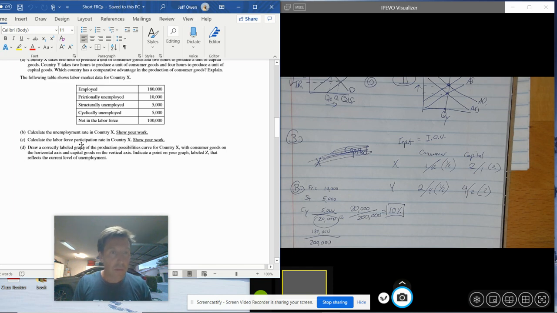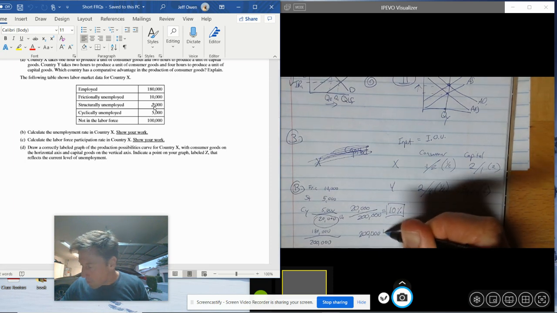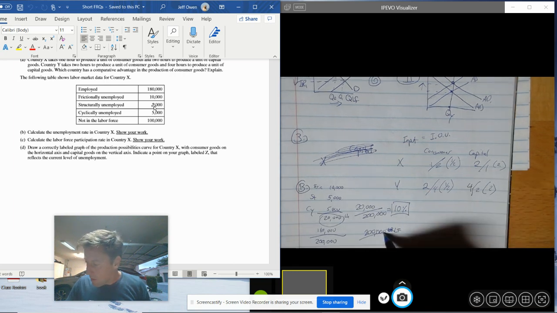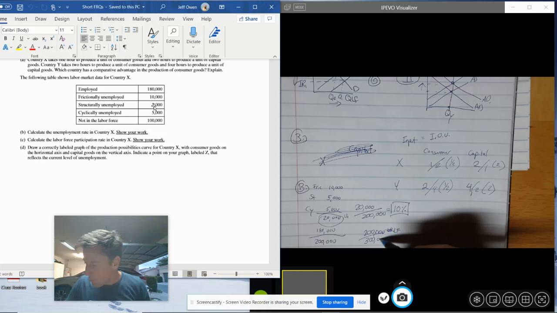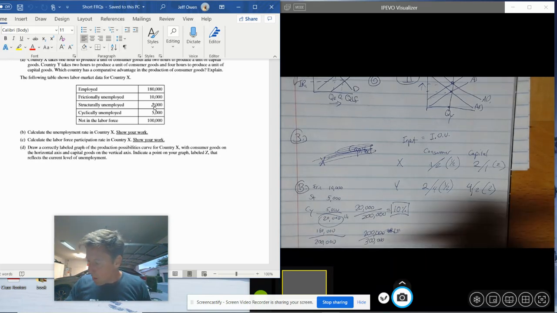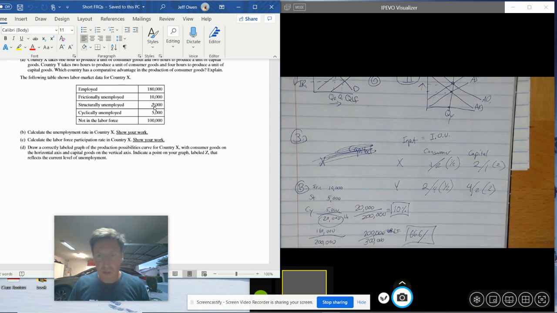Calculate the labor force participation rate. Okay, my labor force is 200,000. My total population is 300,000. My labor force is my employed plus all my unemployed that we solved for right here. So 200,000 is my labor force, with an F, and my total population is 300,000. If we add all of that stuff up, it's going to be 300,000. So 2/3 or 66.6% should be our answer for C.